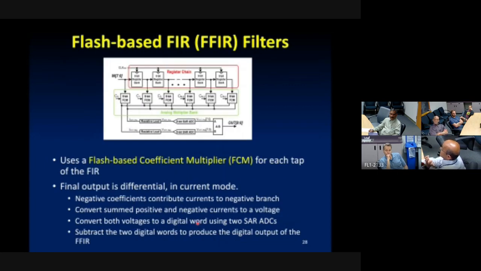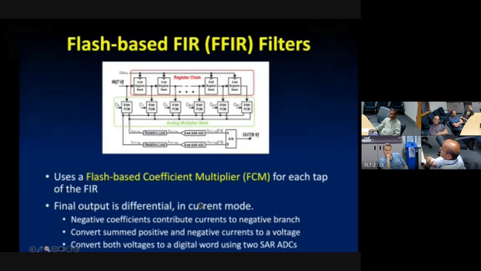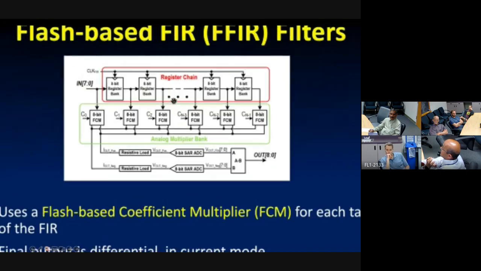So let's see how this looks. This is a FIR filter. On the top is just the register chain that's delaying the inputs. And in the middle here, you see these 8-bit FCMs. That's basically our multipliers.